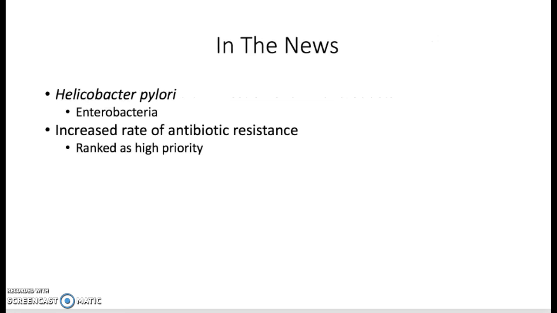Recently, Helicobacter pylori has been in the news. This is a bacterium usually found in the digestive tract of humans, and it causes common infections such as ulcers. It is found in about two-thirds of our population. In recent news, Helicobacter pylori has become a high priority to the World Health Organization because of its increased rate of antibiotic resistance. They have ranked it as a high priority because of the way it's evolving into a danger to human health.